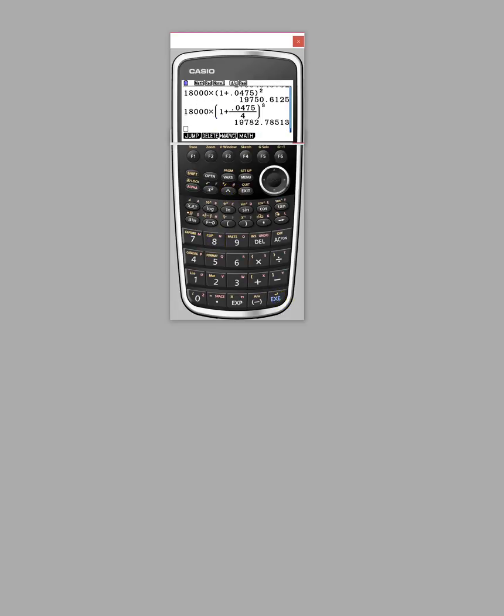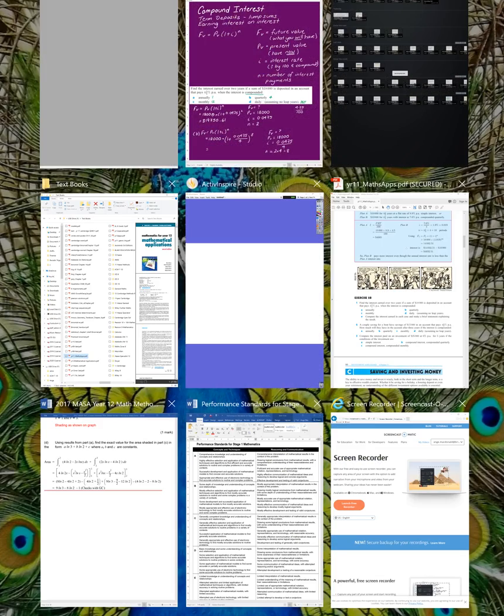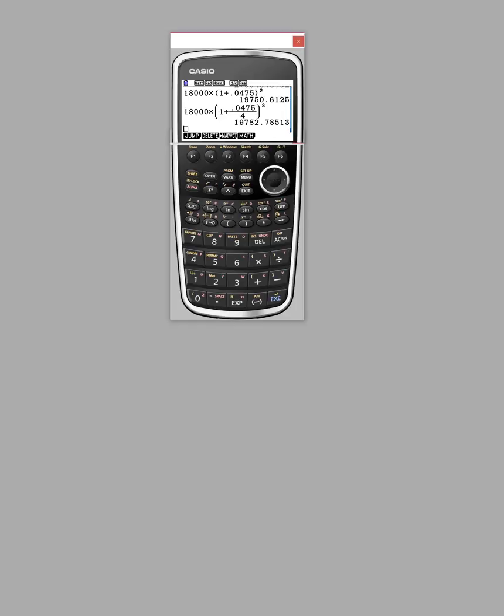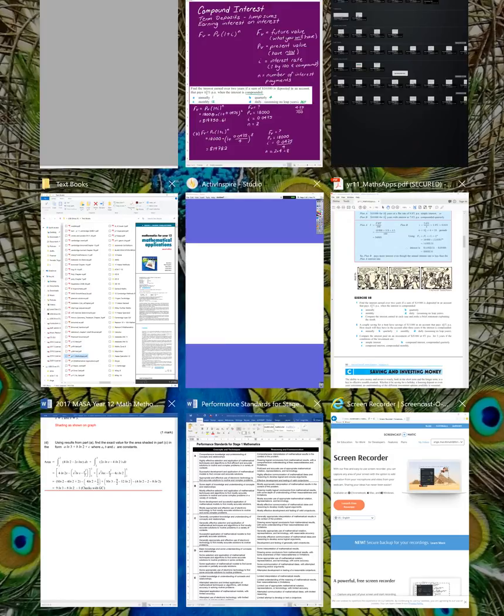So we've got $19,782, and how many cents do we get? So 78.5, so that's going to round up, so 0.79.